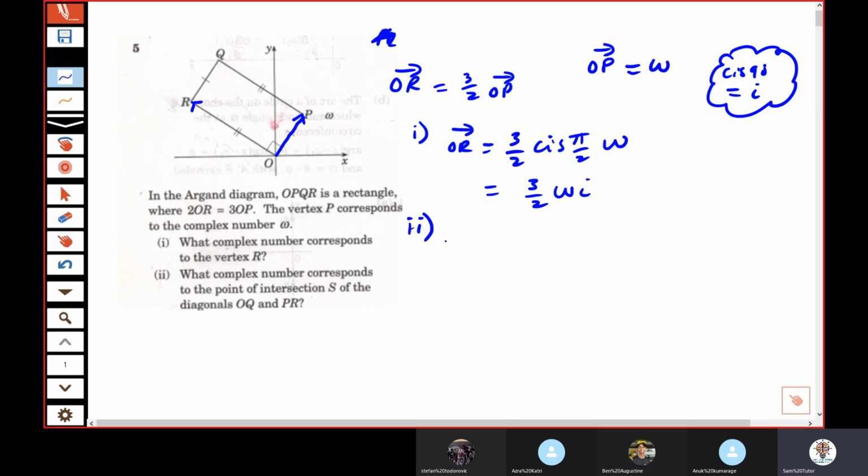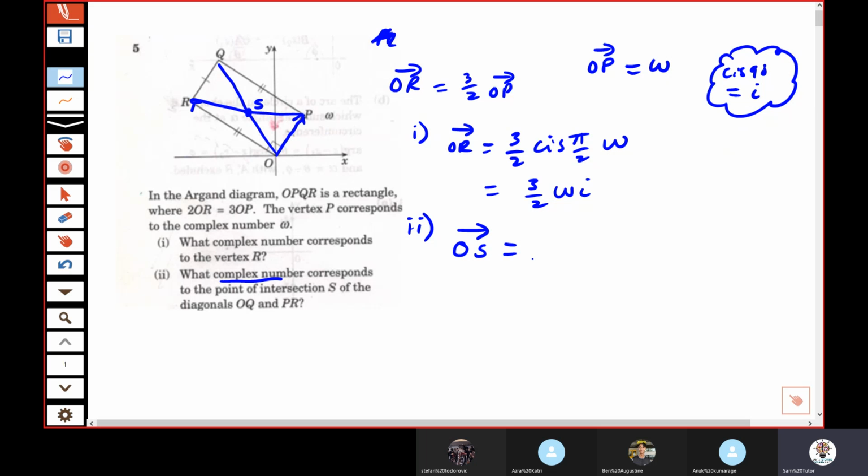Part (ii): What complex number corresponds to the point of intersection S of the diagonals OQ and PR? Because it says complex number, that means it has to start from the origin. What am I finding in terms of vectors? I'm essentially finding OS. It's important that we write that as our first line. I'm going to find OS. Do we agree with that?